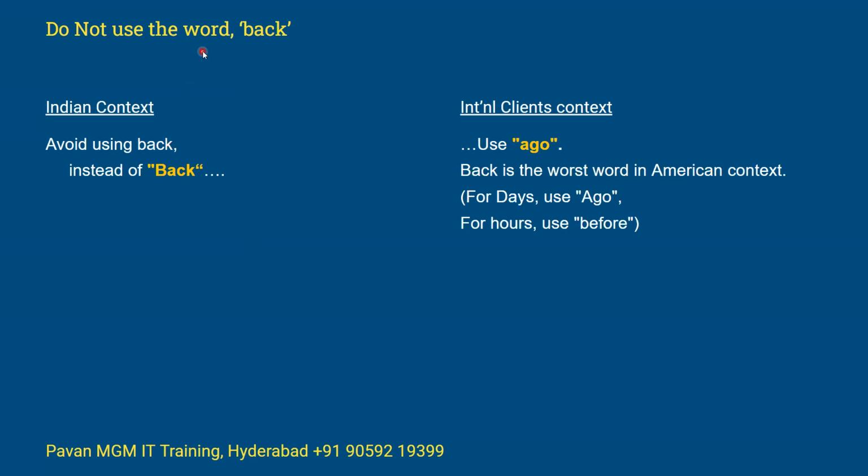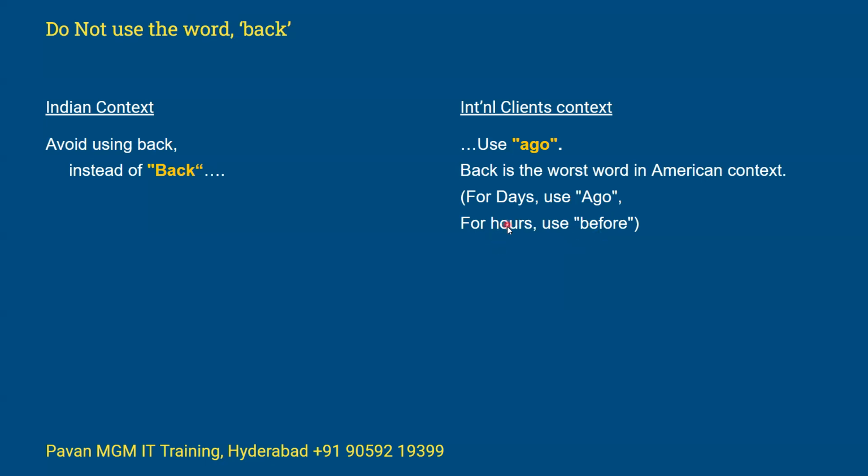The next tip that I'm going to cover is do not use the word back, right? So we generally use this word back in Indian context. However, instead of back, use the word ago. So back is the worst word in American context. Please remember this, right? So please don't use the word back. Instead of this, use ago. For days, use ago, and for hours, use before, right?